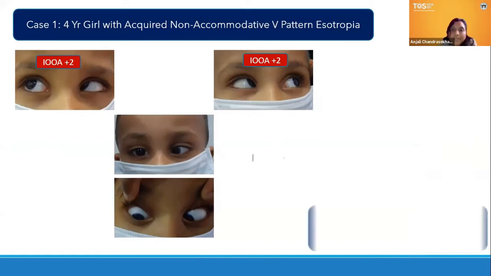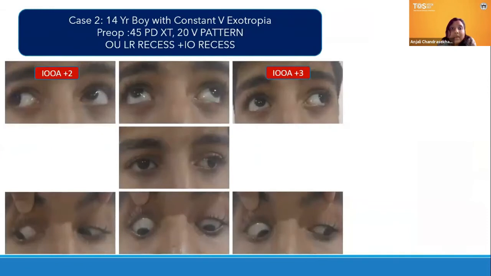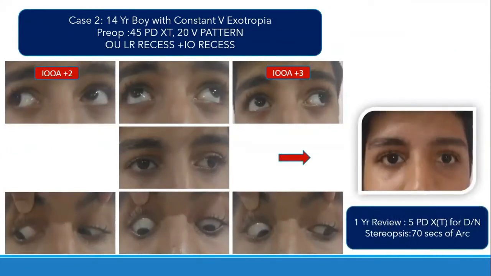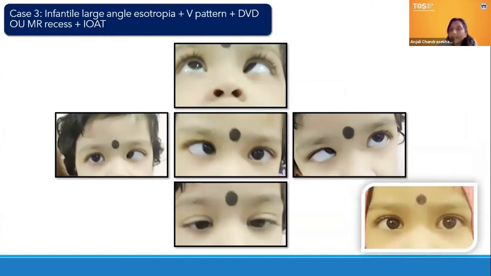oblique overaction. So in this case, we have done a bilateral MR recession with an IO recession, and that has caused an orthotropia and a pattern collapse. Similarly, this is a case of V exo with IO overaction, and we have done bilateral LR recession with IO recession, and that has given a good outcome. Whenever there is a DVD, go for an inferior oblique anterior transposition.